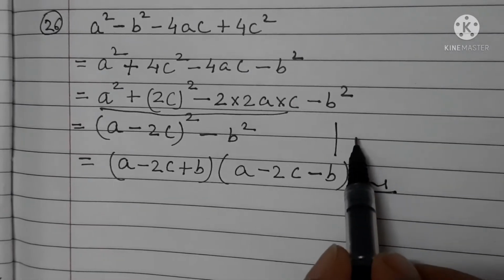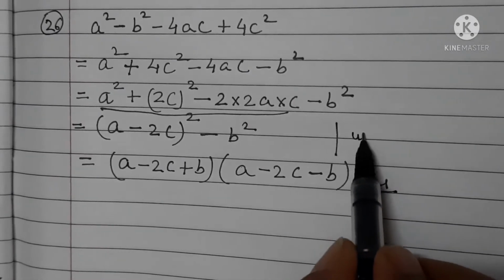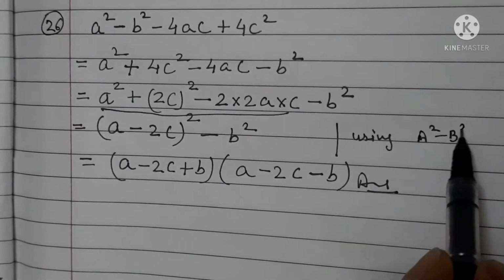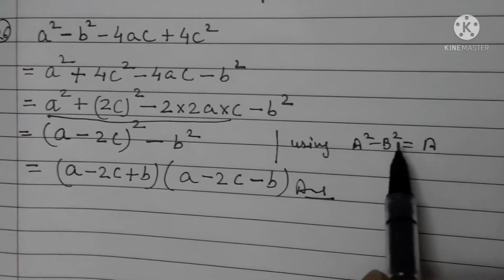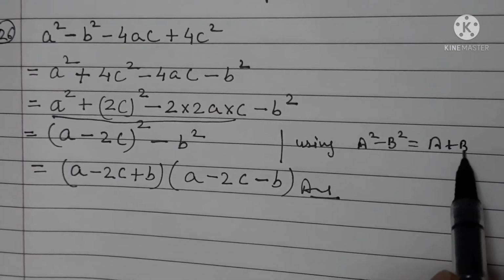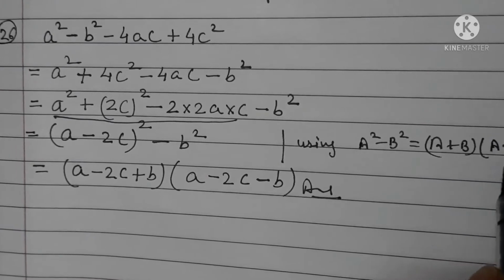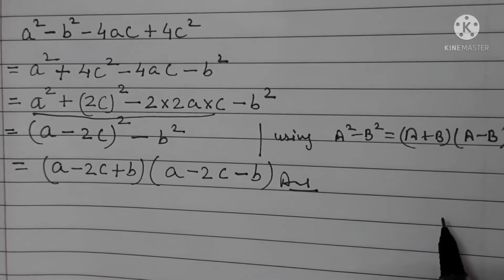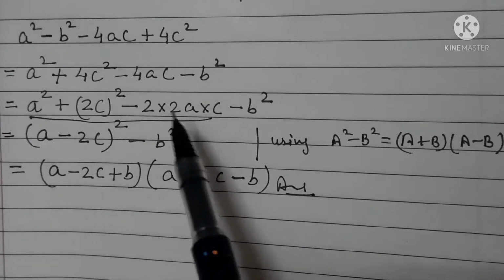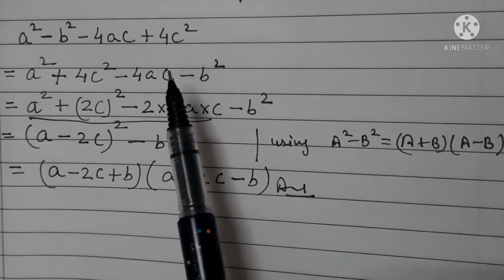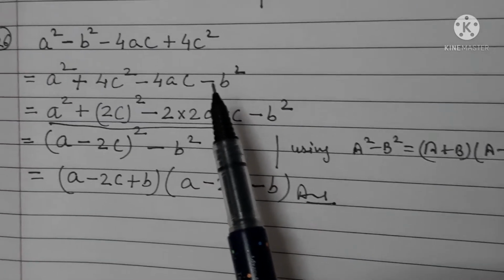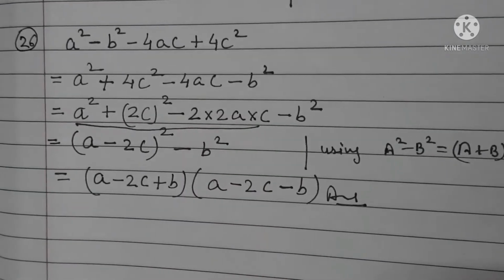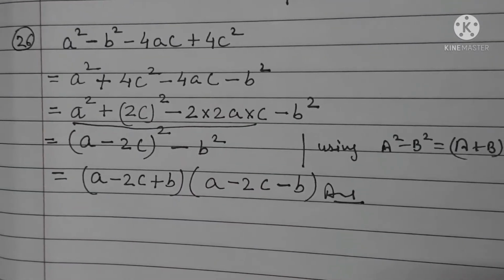Here you can write the identity used: a square minus b square is equal to (a plus b) and (a minus b). I think students, think on each question what method will be useful, and that method you should apply in the question to solve easily.